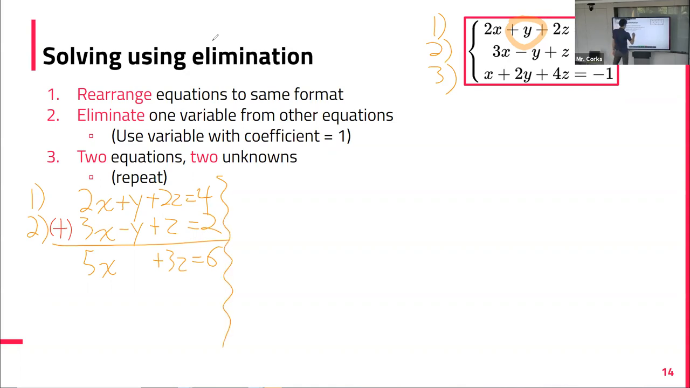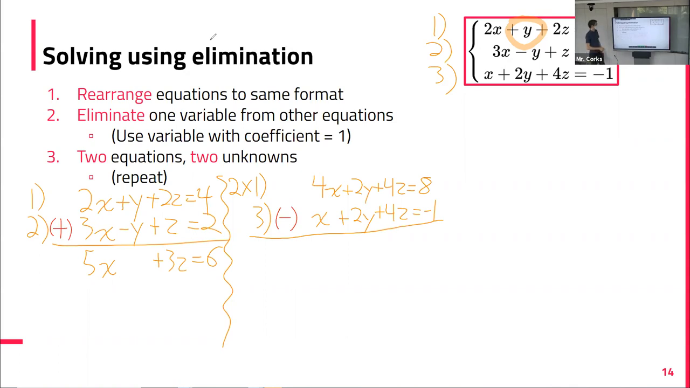And we'll do this again with equation one and equation three. So what do we have to do in this case? We have to multiply the first equation by two, and we are adding or subtracting? We just subtract, because we will have the same sign on both of our coefficients. So 4x plus 2y plus 4z equals 8, and the other one, we are not multiplying, x plus 2y plus 4z equals negative 1.